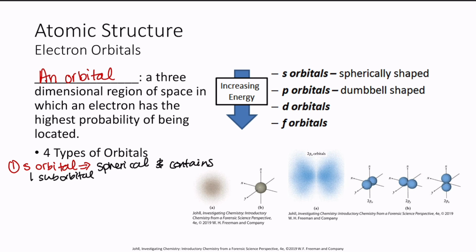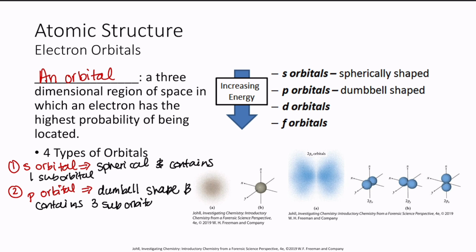Now, the p orbital is the next one. It has more of a figure-8 shape or a dumbbell shape. Sometimes you'll hear it referred to as a peanut shape. The p orbital contains three suborbitals. Those suborbitals are shown here. So here we have our dumbbell shape. Notice there's no electron density in the middle.